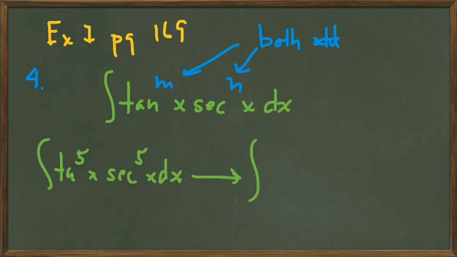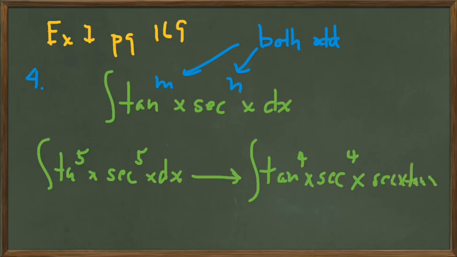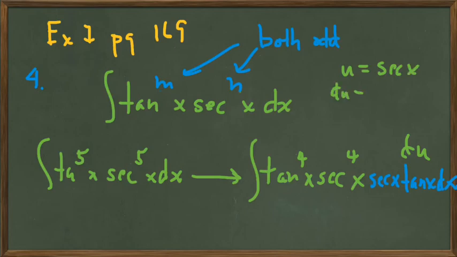So in this case, we are going to separate off secant times tangent to be the du. So what remains is secant to the fourth, tangent to the fourth, and then we have secant x tangent x dx. So that secant x tangent x becomes our du, and our u is secant x, whose derivative is secant x tangent x dx. So let's see what we have then.